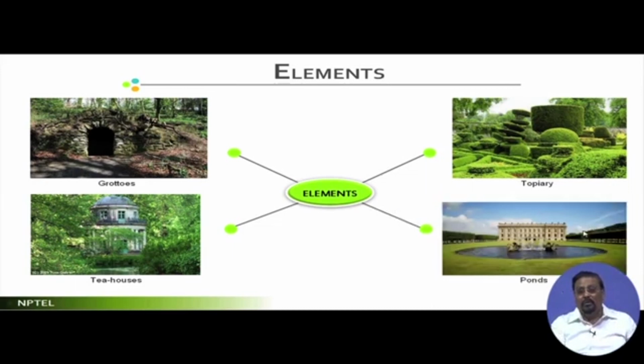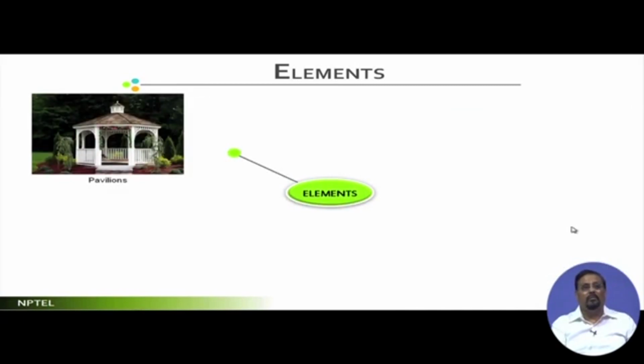Then ponds, lakes and such other elements. Pavilions. This I would say very much resembles what I was trying to talk about, gazebos. These pavilions were there in Chinese landscape as well, if you recall. These pavilions were there in Japanese landscape as well. These pavilions were there in Spanish landscape as well. So the pavilion as an element is not an introduction by English, but the element that got introduced by English is the one which got a name called gazebo.